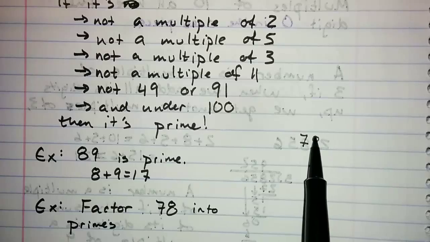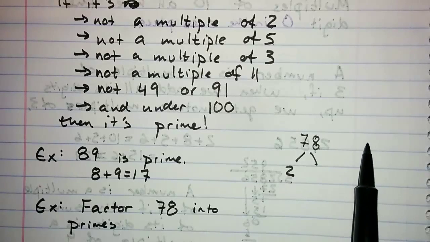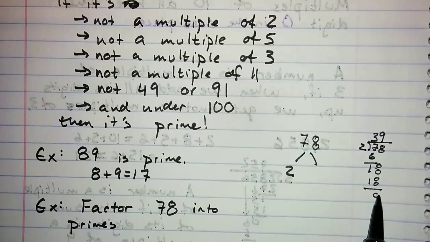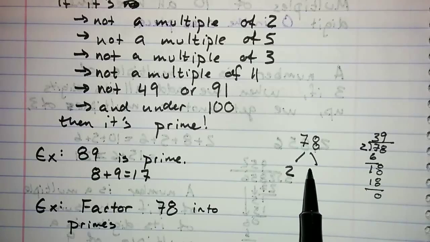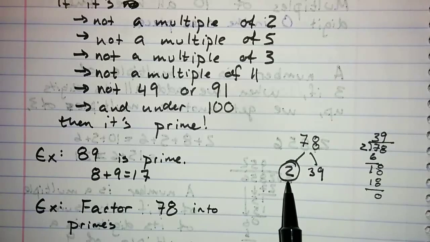If we want to factor, say, the number 78 into primes, well, 78 is a multiple of 2. So 2 can be one factor. To figure out the other one, we'll divide. 2 goes into 7 3 times. 2 goes into 18 9 times. No remainder. So 2 and 39 are factors. 2 is prime.